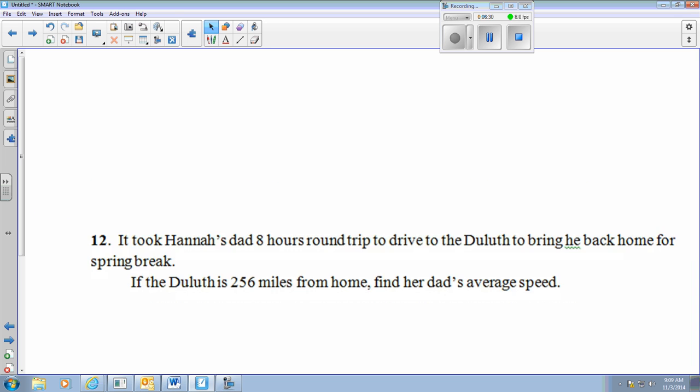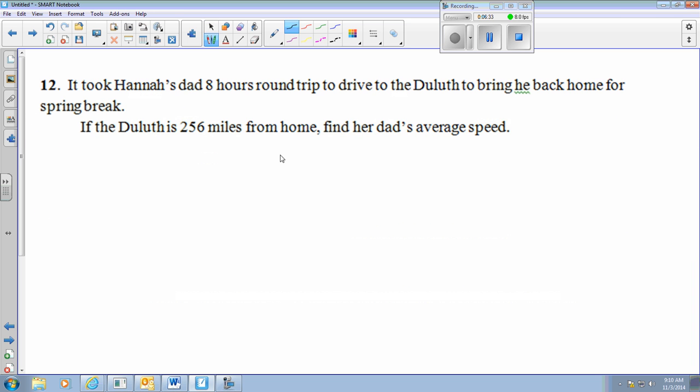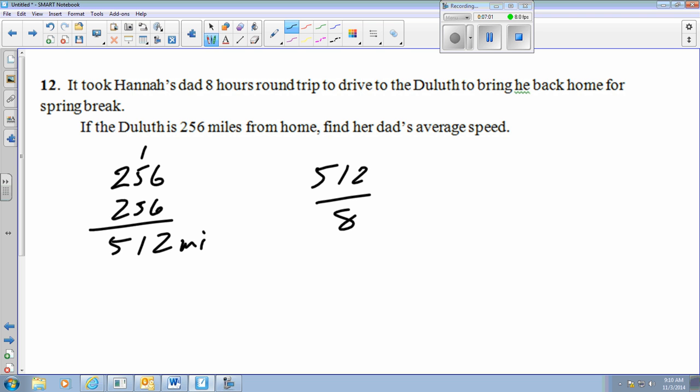For number 12, it took Hannah's dad 8 hours to drive to Duluth to bring her back home for spring break. If Duluth is 256 miles from home, find the average speed. Well, if it's 256 miles to Duluth and 256 miles back home, I get 512 miles. If it took 8 hours, I take 512 divided by the 8 hours. When I do the division, I get 64 miles per hour.